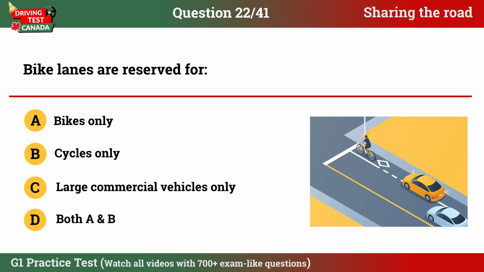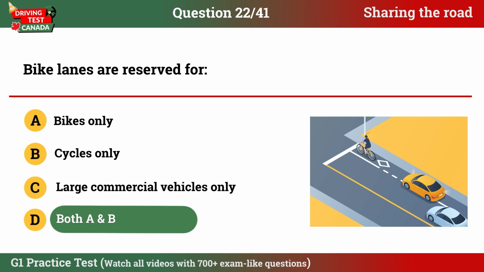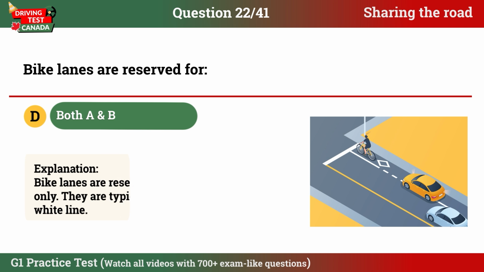The correct answer is D. Both A and B. Explanation. Bike lanes are reserved for bikes and cyclists only. They are typically marked by a solid white line.